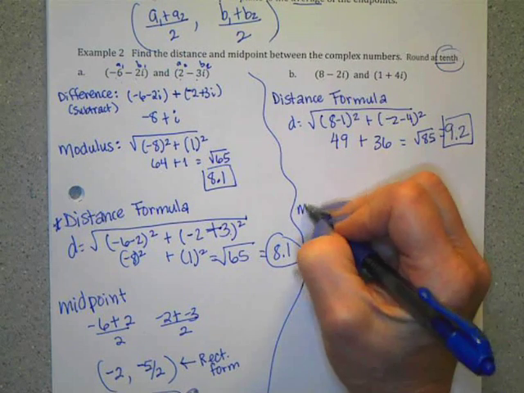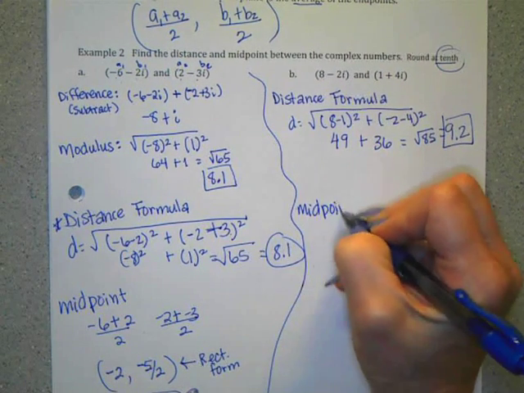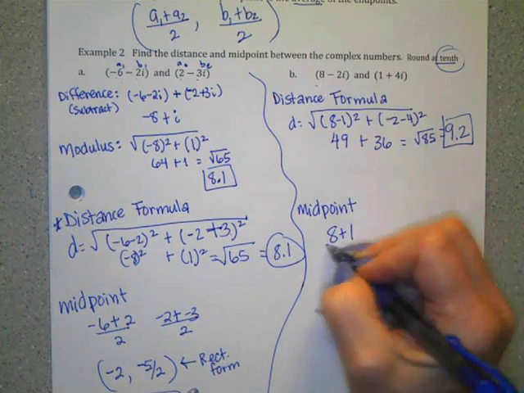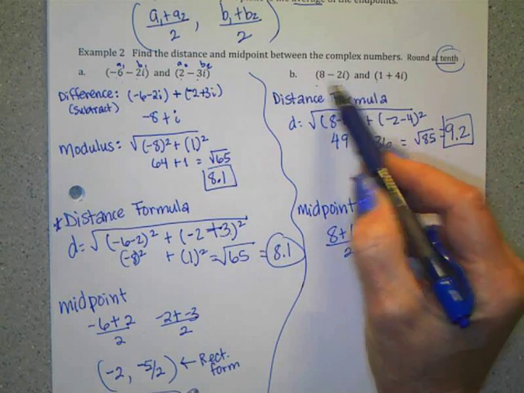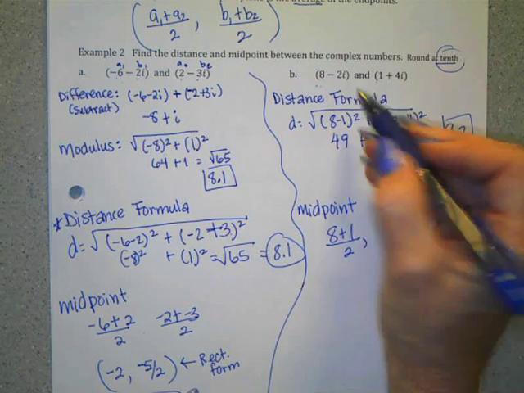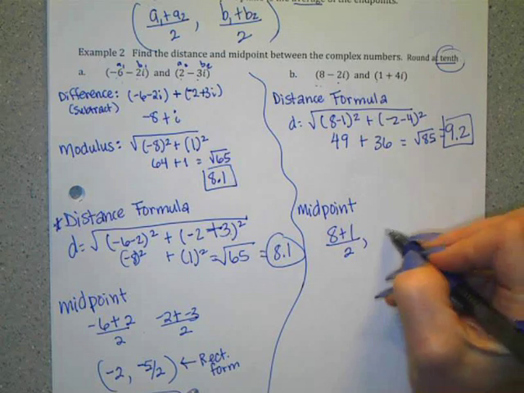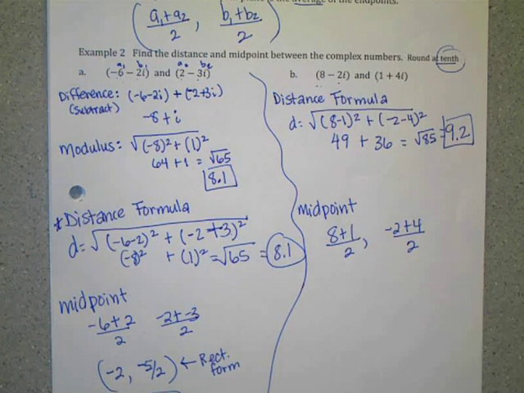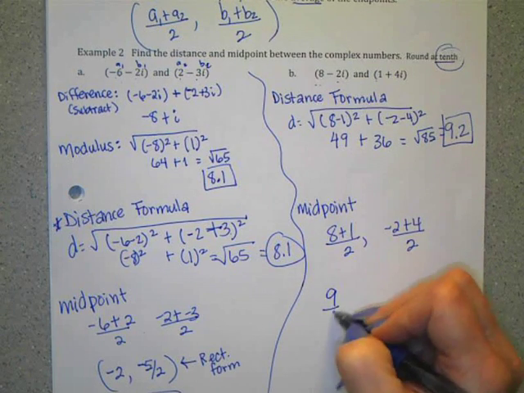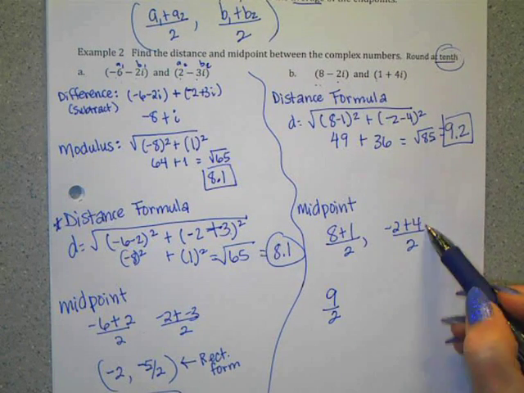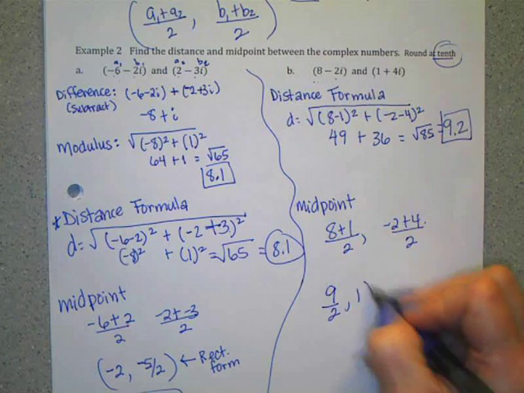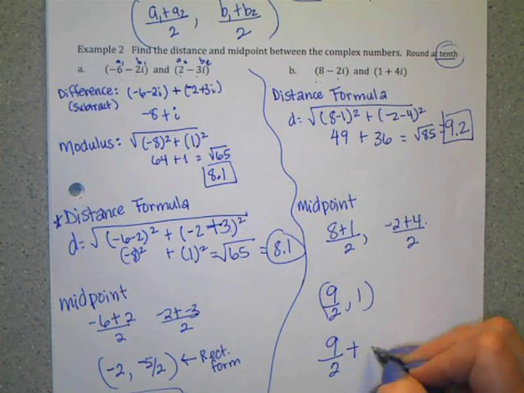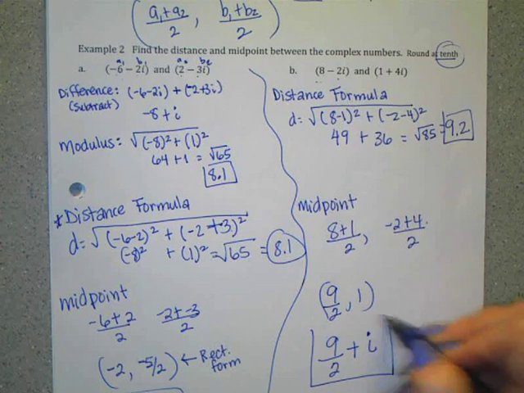For my midpoint, we'll have our x's added, so 8 plus 1 divided by 2, and then our, sorry, I said x's, our a's added, and then our imaginary pieces, negative 2 plus 4, remember it's addition in between. 8 plus 1 is 9. 9 halves doesn't divide exactly, so I'd leave it 9 halves. Negative 2 plus 4 would be 2. 2 divided by 2 is 1. Again, that's in rectangular form, so writing it as a complex number, it would be 9 halves plus i.